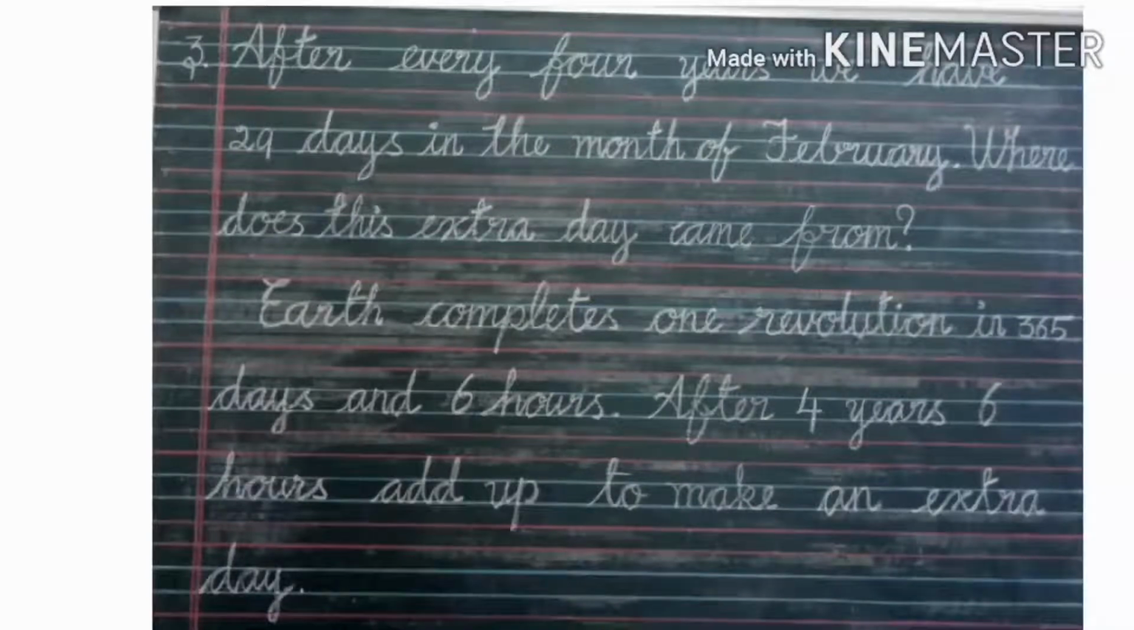Where does this extra day come from? Earth completes one revolution in 365 days and 6 hours. After 4 years, 6 hours add up to make an extra day.